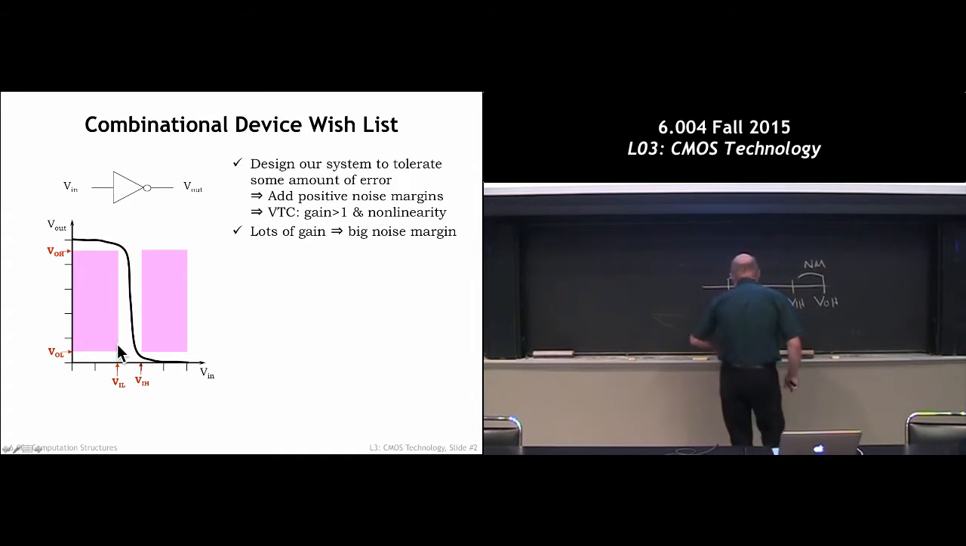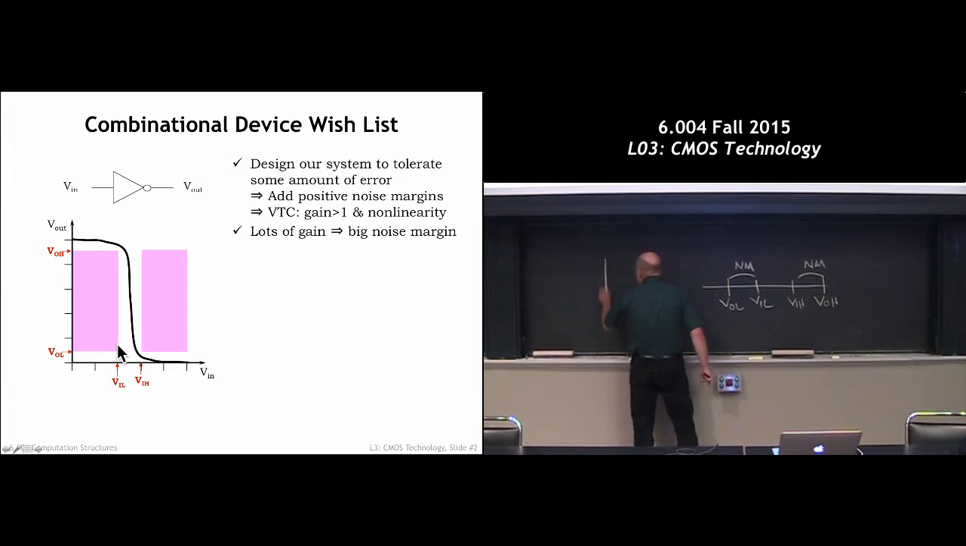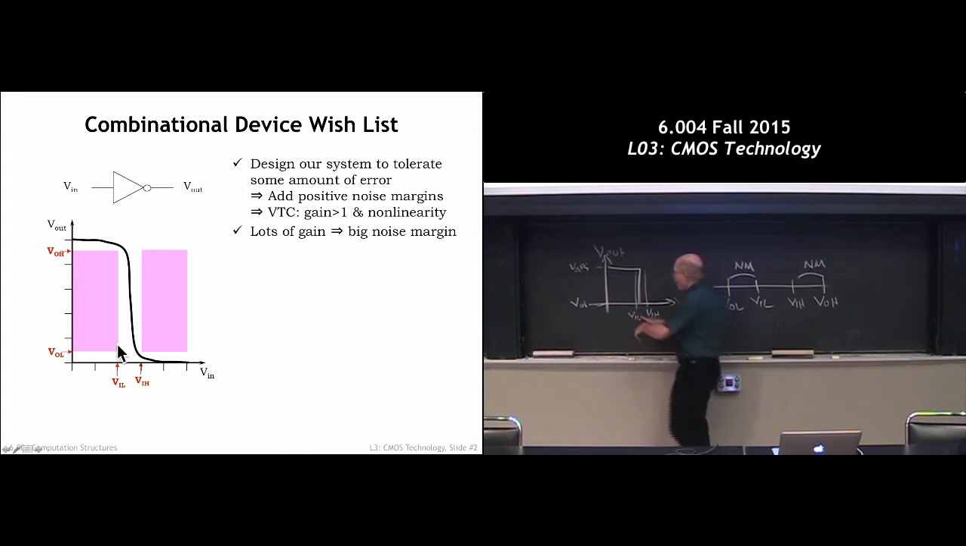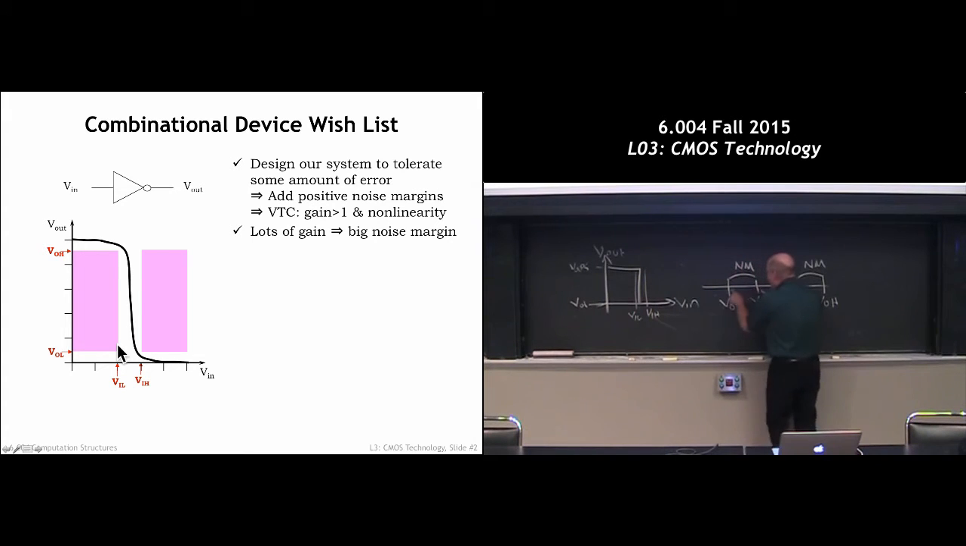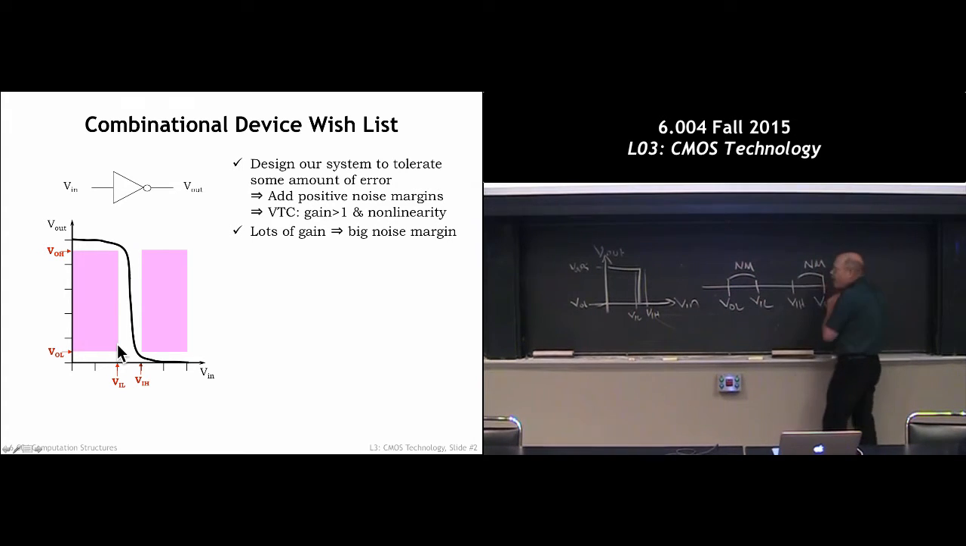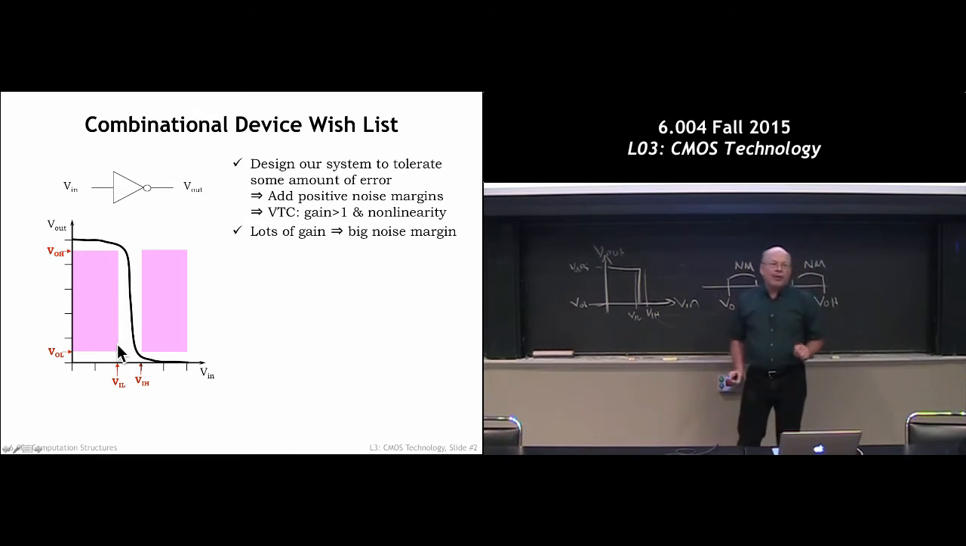Okay, so the answer is the ideal voltage transfer curve, so V in on this axis and V out on this axis, would look something like this, right, where this would be at the power supply. So VOH and VOL could basically be at the power supply and ground, and then VIH and VIL could be very close to the middle. And so that means I've maximized the distance between VIL and VOL and VOH and VIH, and that will give me the best possible noise margins.